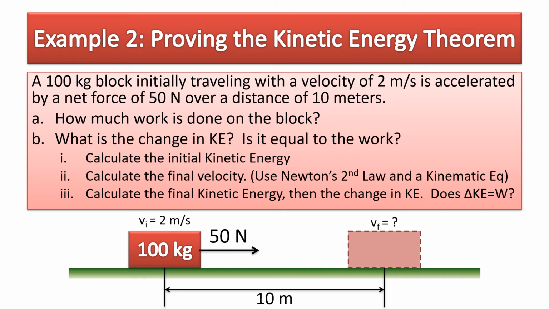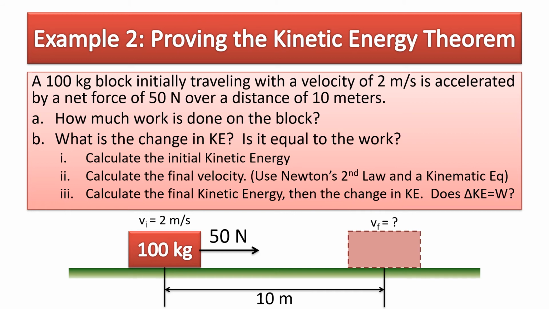It says a 100 kilogram block initially traveling with a velocity of 2 meters per second. So it does have some initial kinetic energy already, but it's going to be accelerated by a net force of 50 newtons over a distance of 10 meters. So I see a force over a distance. We're doing work, and it's accelerating, which means it's gaining some velocity. The work that we're doing is equal to that gain in kinetic energy. So we're going to piecemeal it, and even though we just derived the formula, we'll see if it really works out the way it should.